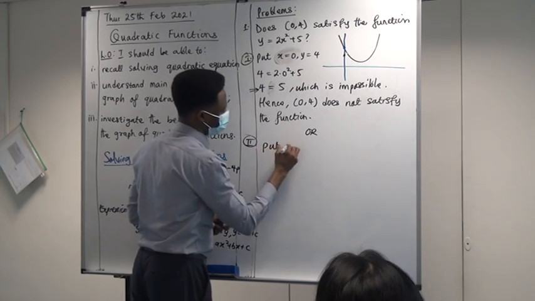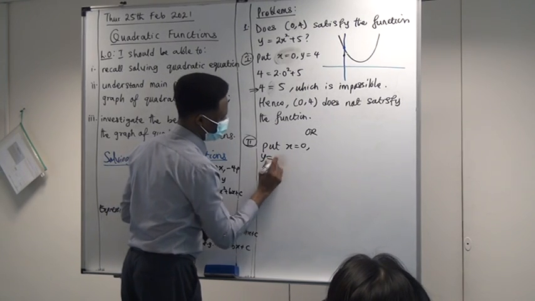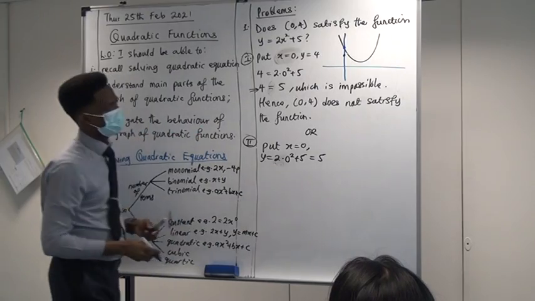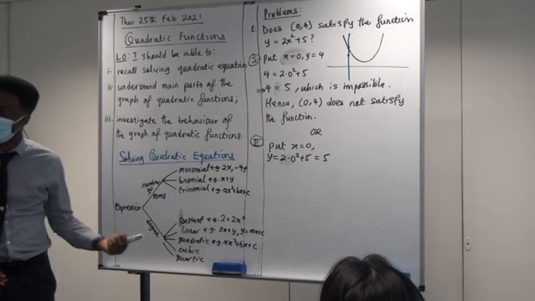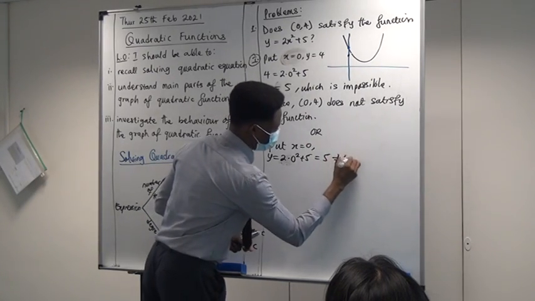Put x is equal to 0. Then y equals 2 times 0 squared. Rita, can you see what I'm doing? No. Oh, sorry about that. Which is equal to 5, right? But what do you expect your y to become? 4. You say, but this is not equal to 4.